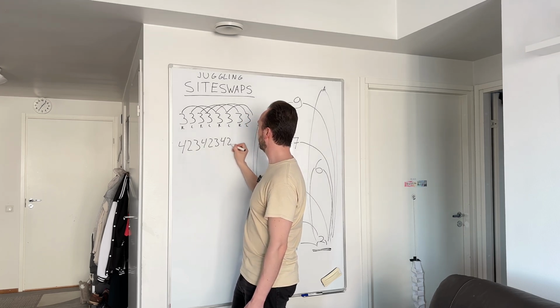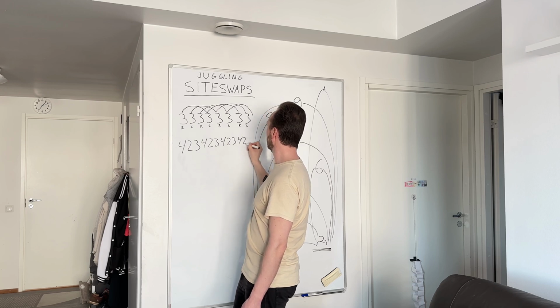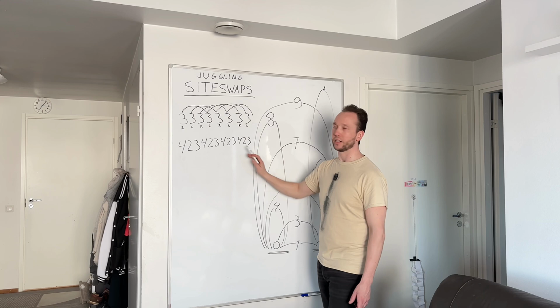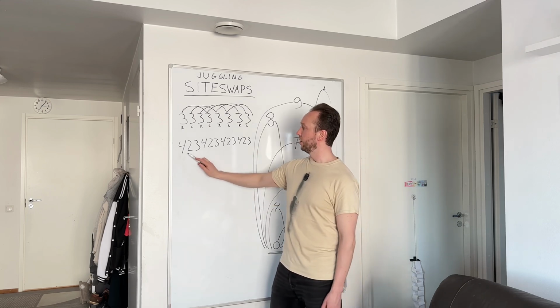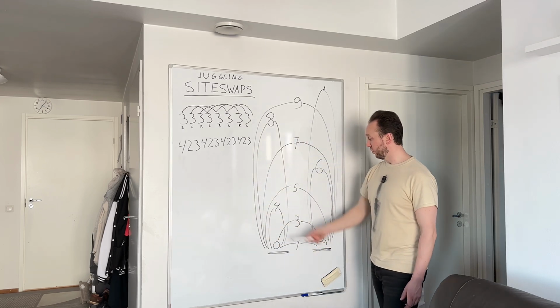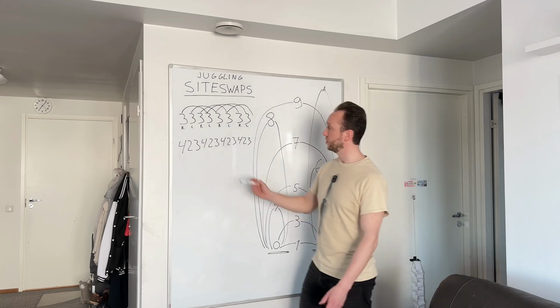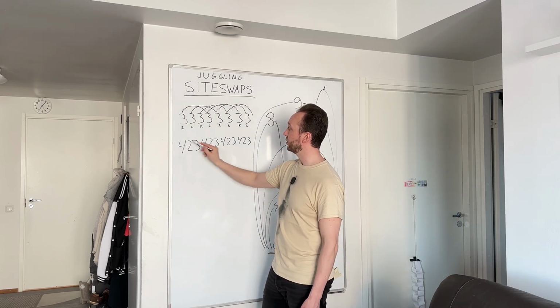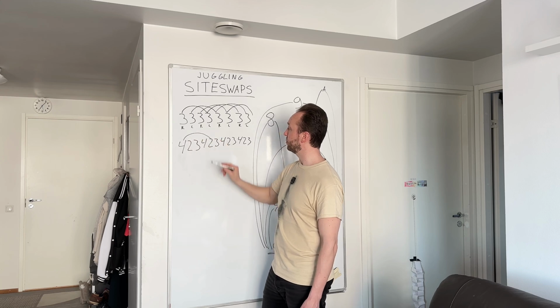4, 2, 3, 4, 2, 3, 4, 2, 3. Okay, and it's the same, right, left, right, left, right, left, right, left, right? We have 4. You remember the pattern, 4, 2, 3. So let's make 4. So it goes 4 beats. 1, 2, 3, 4. Okay, so it lands here, the first ball.